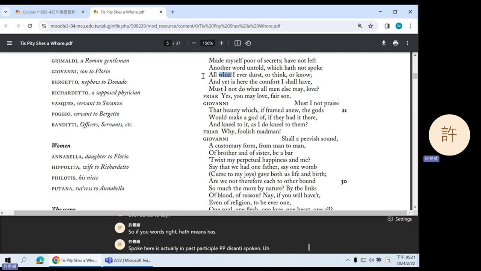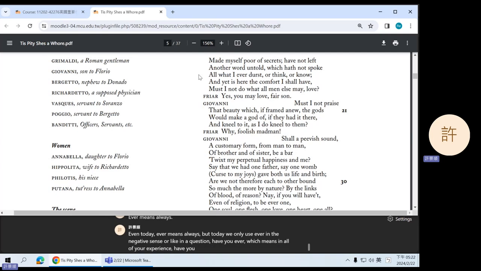What today would be a mistake, but in those days they could do this. This means that. It's a relative pronoun, 关代. Ever means always. Even today, ever means always. But today we only use ever in the negative sense, or like in a question, have you ever, which means in all of your experience, have you done this before? But originally it means always.